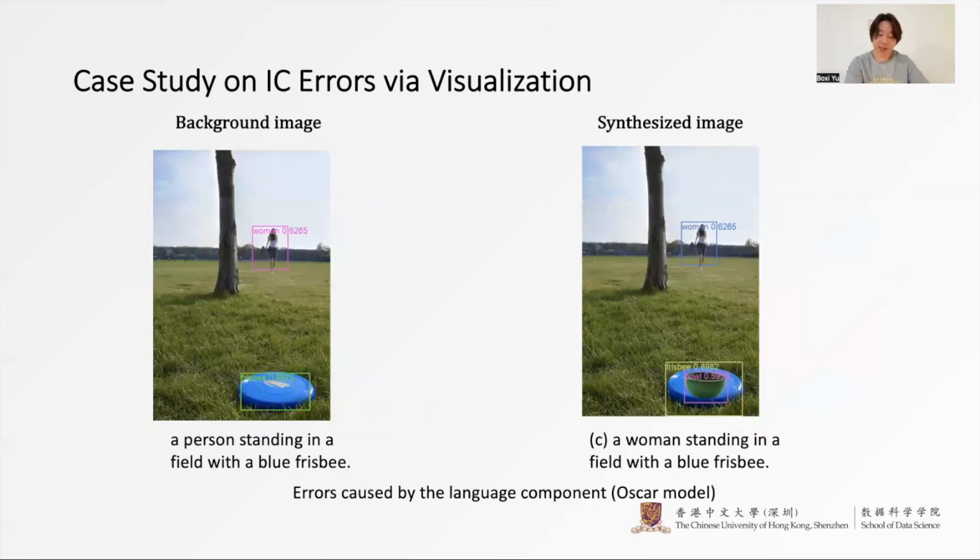We also do a case study on the language component of OSCAR. In this case, the ball on the frisbee has been accurately detected. However, the caption still cannot caption the ball properly. Therefore, it may be the fault of the language model of OSCAR.